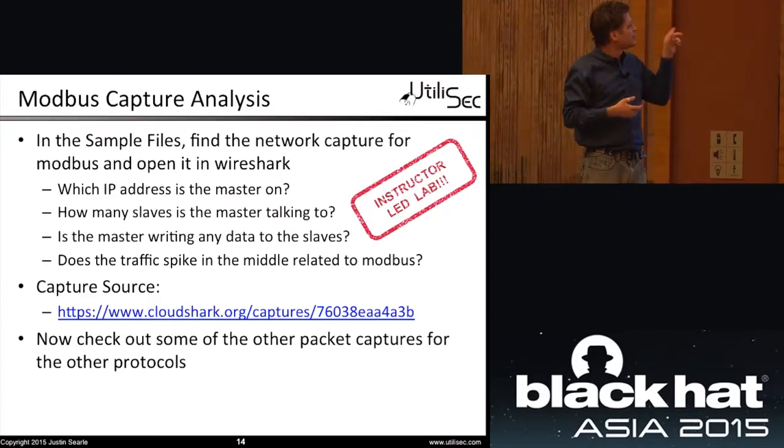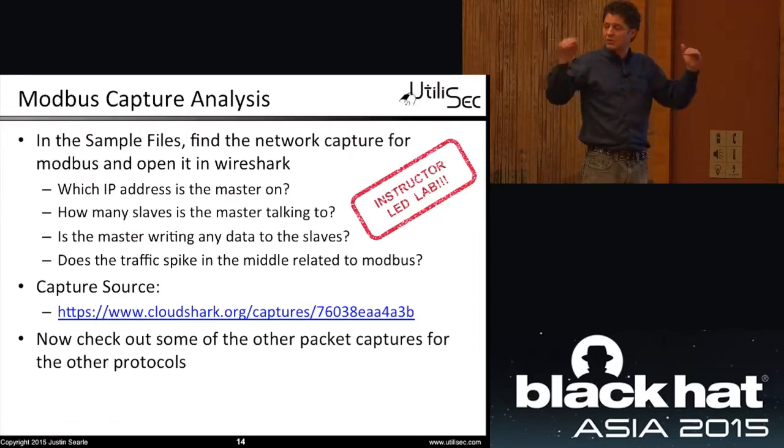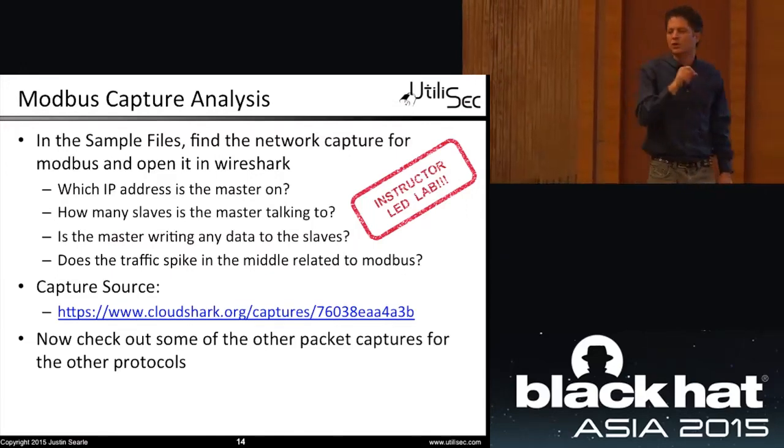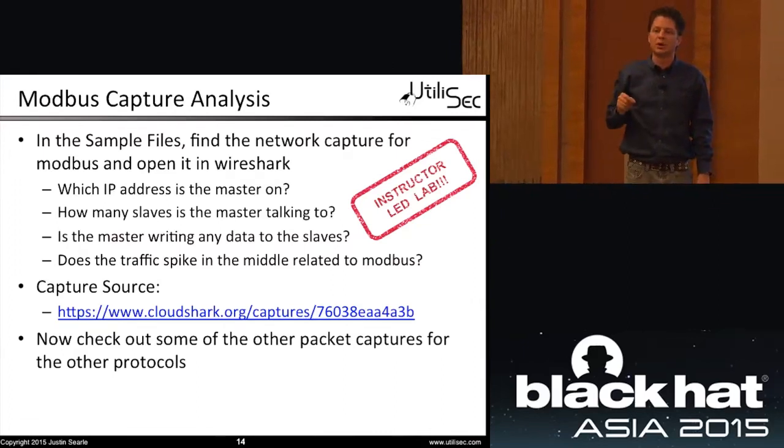The final one is: does the traffic spike in the middle relate to Modbus? In the capture, there's a spike right in the middle. If you look at a summary under Statistics, IO Graph, it'll show you a summary of all the data. You'll see a spike right in the very middle. Try to figure out whether that spike has to do with Modbus, or with some other protocol.